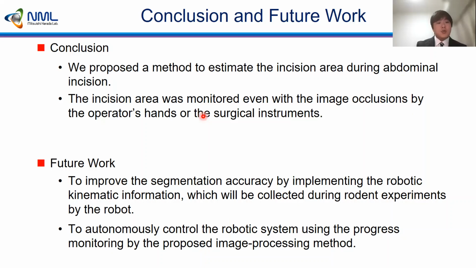In the future, we will improve the segmentation accuracy by implementing the robotic kinematic information, which will be collected during rodent experiments by the robot. And we will autonomously control the robotic system using the progress monitoring by the proposed processing method.